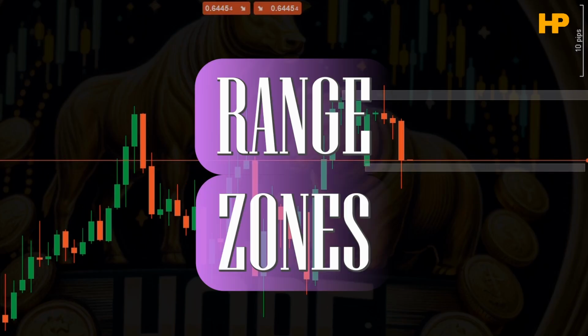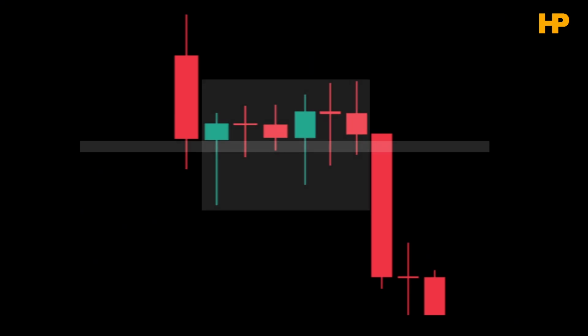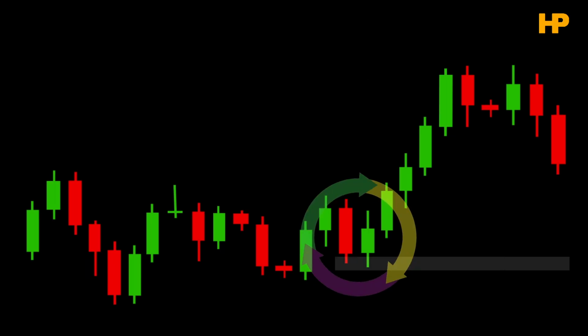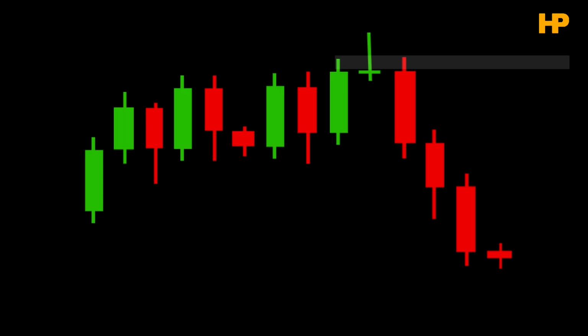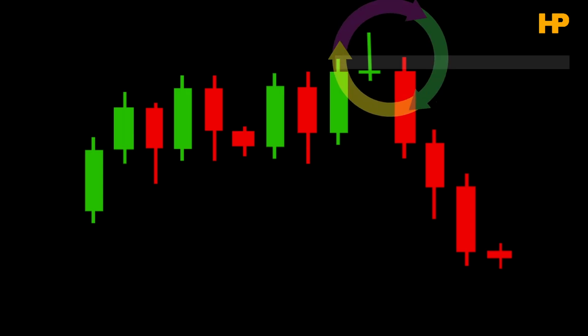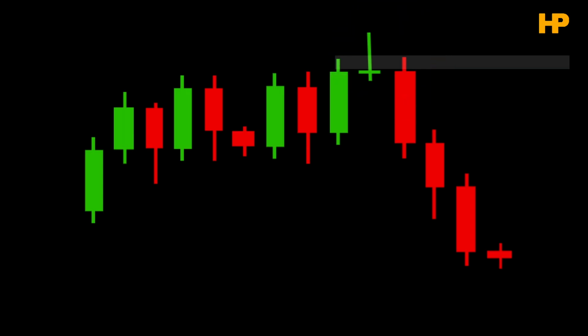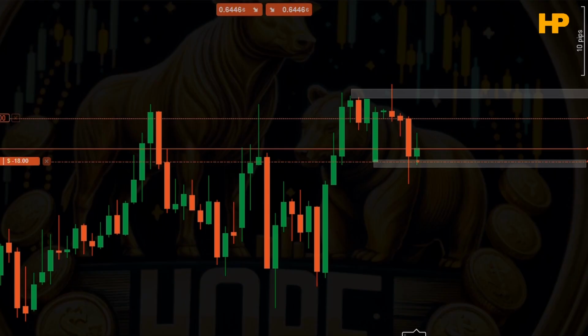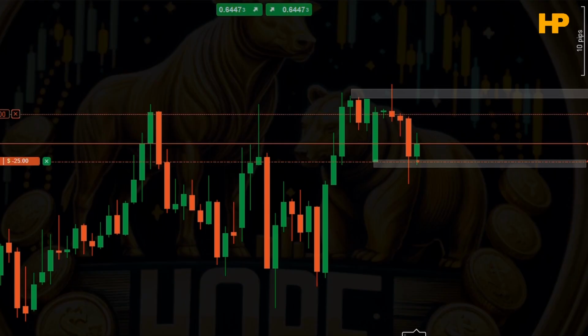Here's how it works. Range zones. Highlight the candles in the consolidation range just before a strong breakout. This gives you a wider zone but a larger stop loss. For a demand zone, it's the last bearish candle where the next candle closes above its high. For a supply zone, it's the last bullish candle where the next candle closes below its low. This method tightens your stop loss for better risk reward, but may miss some trades.